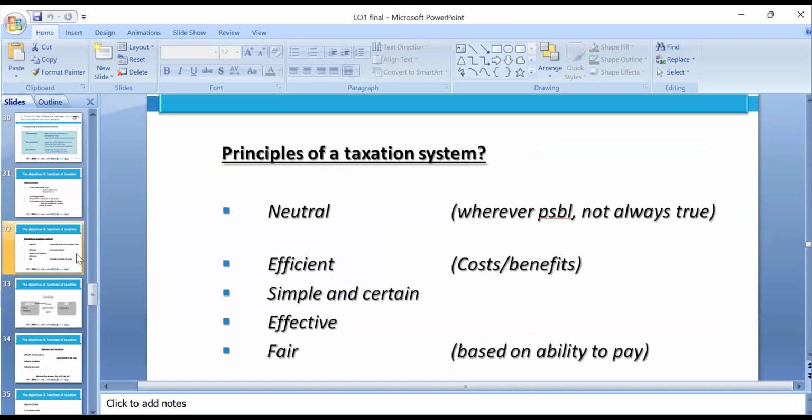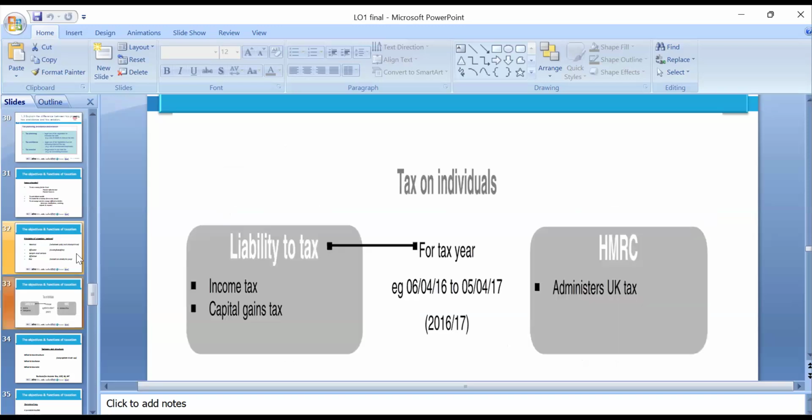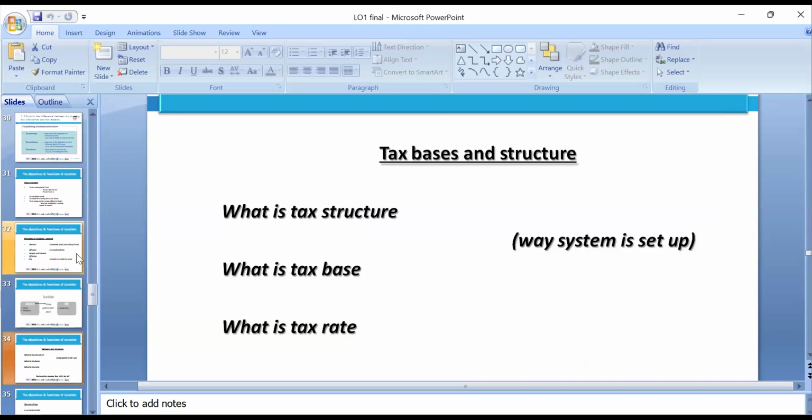The principles of a taxation system: neutral, which is not always true, and efficient in cost and benefit. We can look at it being simple, certain, effective and fair, which is based on ability to pay. Income tax is administered by HMRC in the UK, along with capital gains. The tax year starts on 1st of April and ends on 31st of March.